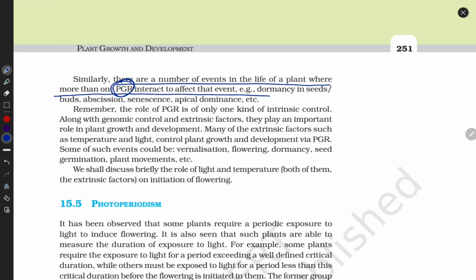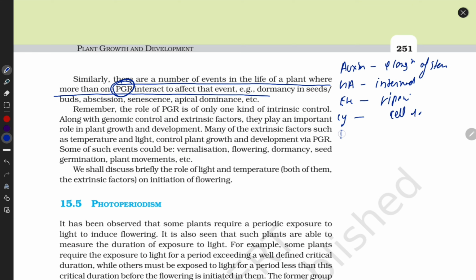They contribute their function according to themselves. Some hormones control elongation of stem length. Some hormones regulate internodal growth. Some hormones are responsible for ripening of fruit. Some hormones are responsible for cell division. Some hormones are responsible for seed dormancy. It means everyone has their specific function, so they can coordinate according to themselves.